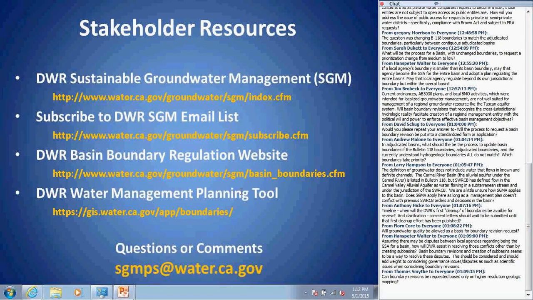But again, where there's conflict, if another GSA submits something after the 90-day period, and we now have overlapping governance structures, the department does not get involved in that directly. That's a local agency issue to resolve.